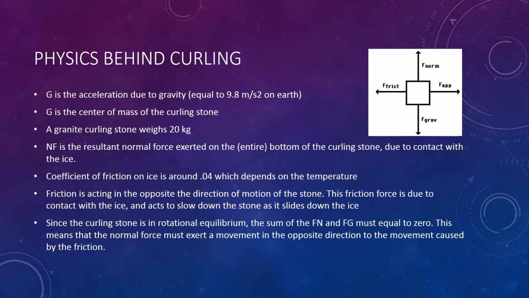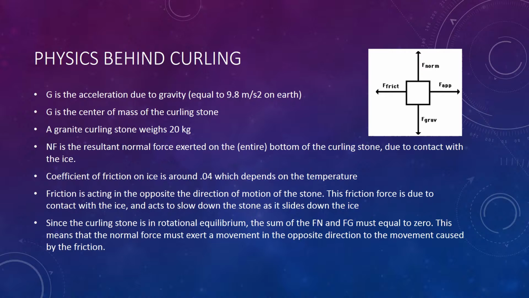Nf is the resultant normal force exerted on the bottom of the curling stone due to contact with the ice. The coefficient of friction on ice is around 0.04, which also depends on the temperature. Friction is acting in the opposite direction of the motion of the stone. This friction force is due to the contact with the ice, and acts to slow down the stone as it slides down the ice.